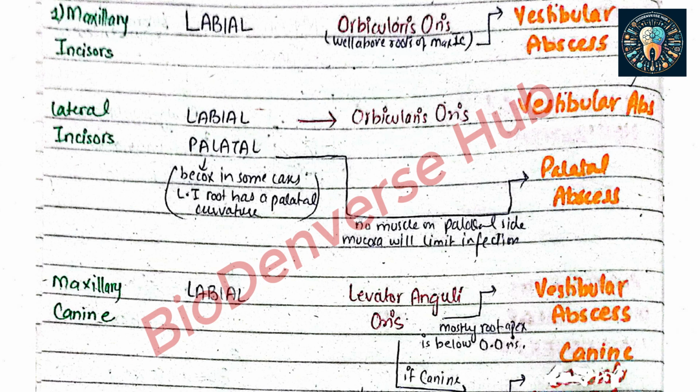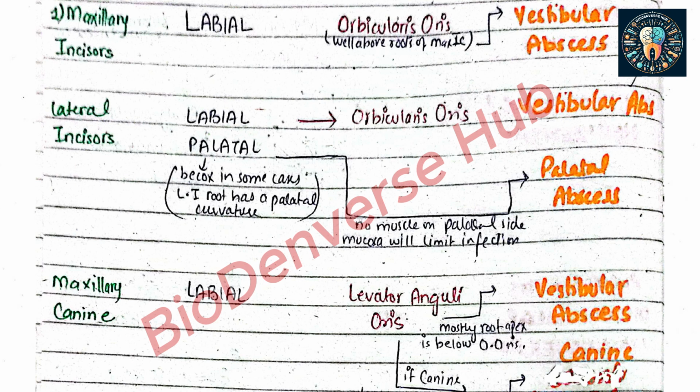After that, we have the lateral incisors. Now remember that the roots of lateral incisors have a divergence in the palatal direction, so we will be considering that exit point as well. First of all, if the root of the lateral incisor is near the labial cortical plate, the infection will spread through the labial cortical plate, perforating it, and as the roots are below the attachment of the orbicularis oris muscle, it will result in a vestibular abscess.